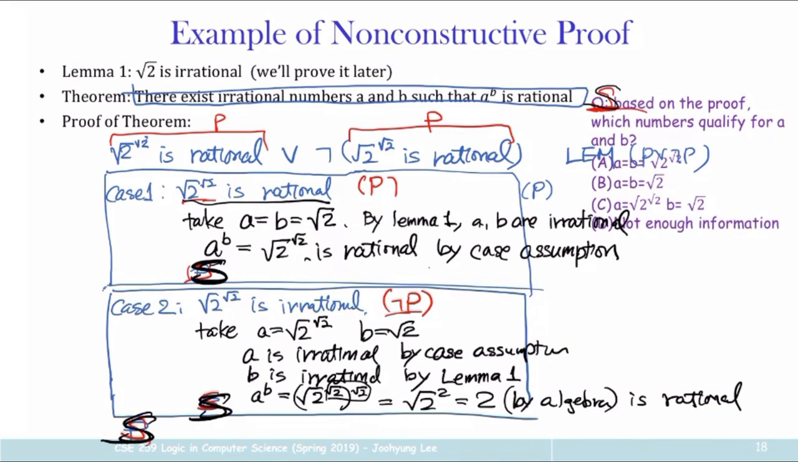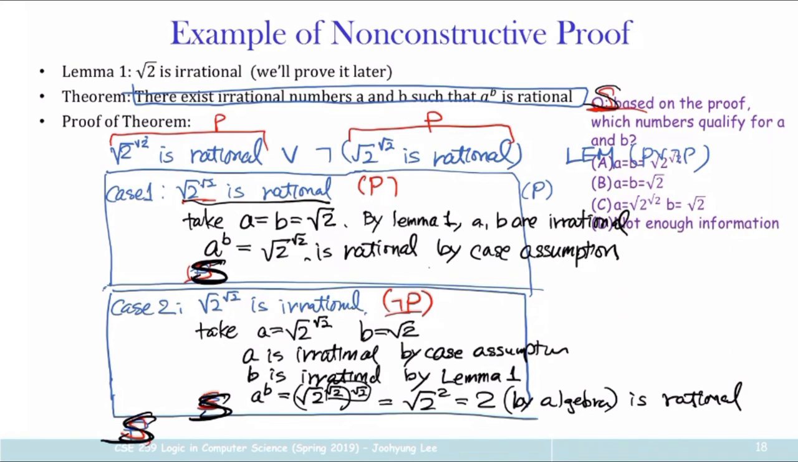In case 1, this number, square root of 2 to the power of square root of 2, is rational. In case 2, this number is irrational. So you cannot say which numbers fit A and B for this theorem. The reason is a bit tricky to understand. The main idea that makes this proof non-constructive is the law of excluded middle. So this proof is non-constructive.